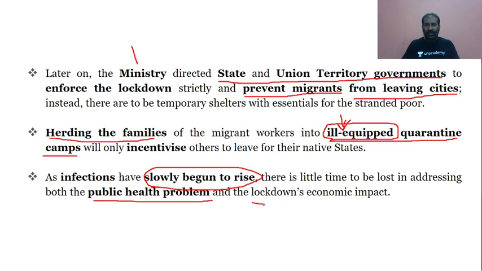And the lockdown's economic impact is also a concern. So here we are focusing on the infection slowly beginning, which is to be addressed as a public health crisis. And then we need to make sure that we have a proper health infrastructure in place, so that we can try to make sure that the minimum loss of lives takes place.